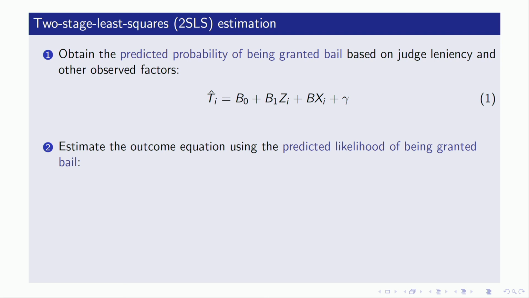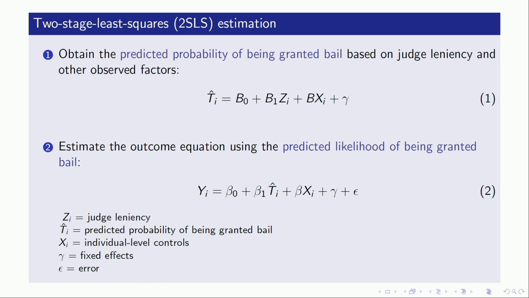And in stage 2, we estimate the outcome equation using the predicted likelihood of being granted bail. So using t hat from the first equation, you can plug that into an outcome equation to get a better estimate, where the measure of treatment does not include those things that you can't see that correlate with the outcome.